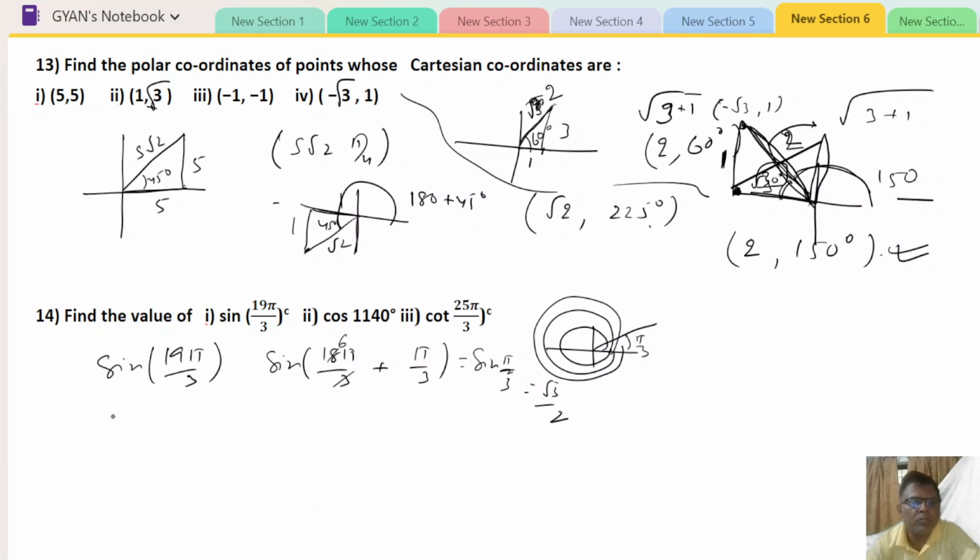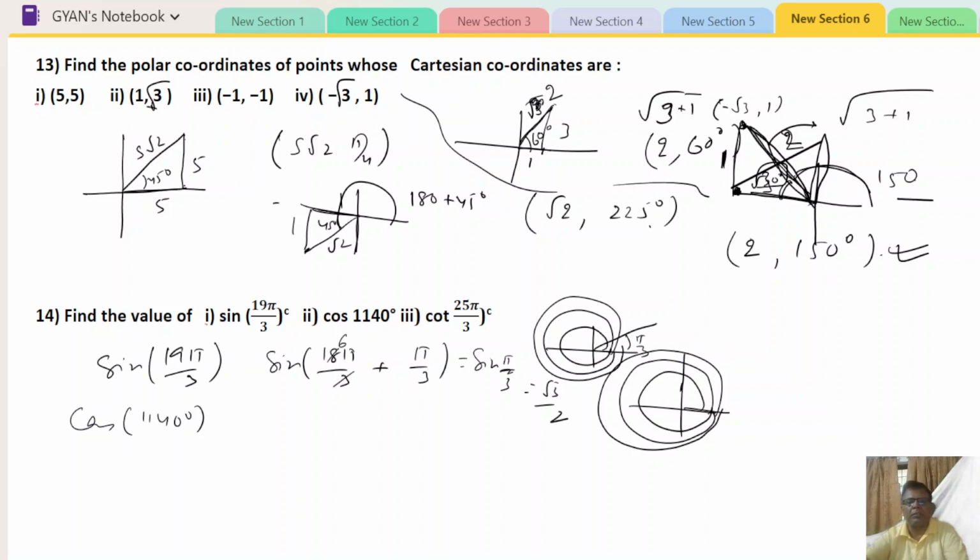Now come to cos 1140 degree. So what you do, you just put it: this is 360, this is 720, this is 1080 degree. So 1080 degree plus 60 degree. So we can write here 1080 degree plus 60. That is equal to cos 60 degree, that is equal to 1 by 2.